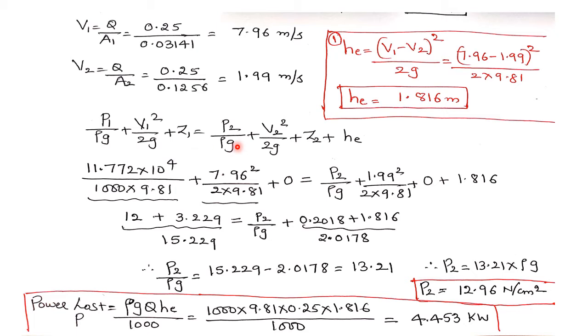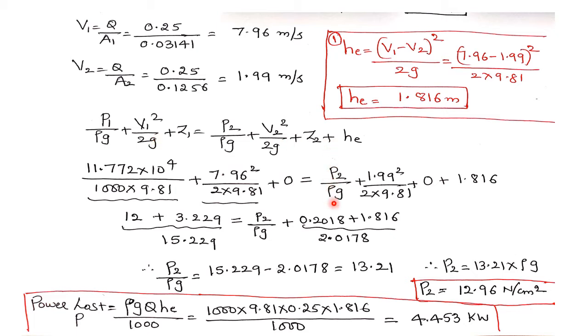So again applying Bernoulli's equation here, P1 divided by rho g plus V1 square divided by 2g plus Z1 equals P2 divided by rho g plus V2 square divided by 2g plus Z2 plus He, that is the loss of head due to sudden enlargement. So we have substituted the values here, 11.772 into 10 to the power 4, the P1 value, rho is 1000, g is 9.81, V1 already calculated, divided by 2 into g, plus Z1 is 0 here. This pipe is horizontal, so Z1 is equal to Z2.